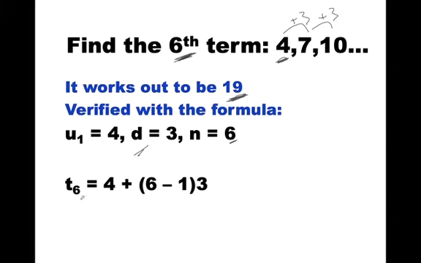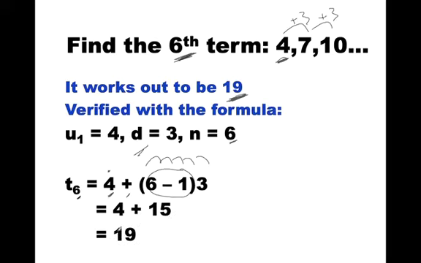So I would have t subscript 6, that tells me I'm finding the sixth term. I start at my first term, and I'm adding to that 6 minus 1, 5 jumps. So I start at 4, and I make 5 jumps of adding 3. 1, 2, 3, 4, 5. And I'd add 3 every time. So I'm adding 5 jumps of 3. That's 15. So 4 plus 15 is 19, as we knew it would be.